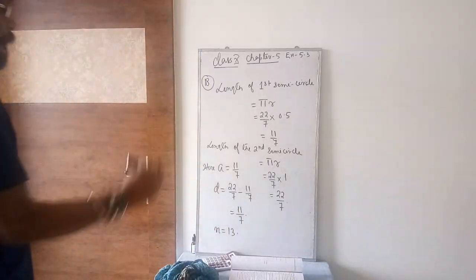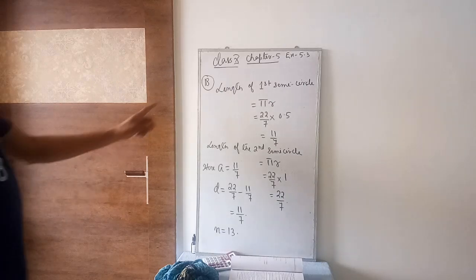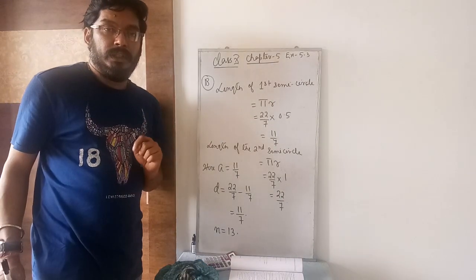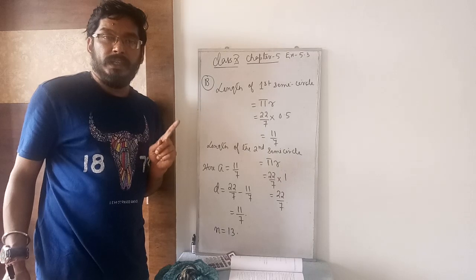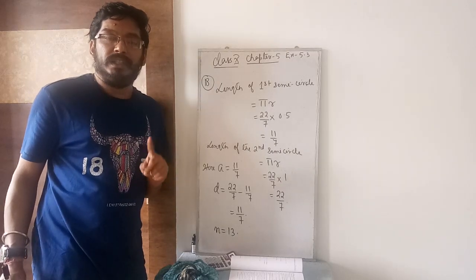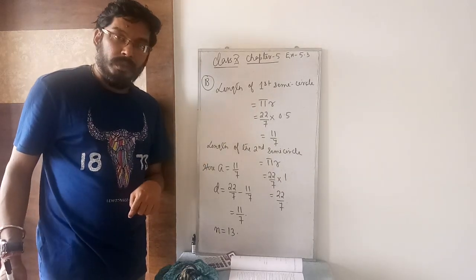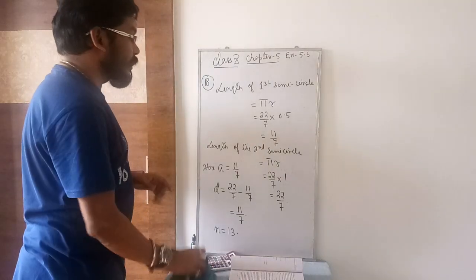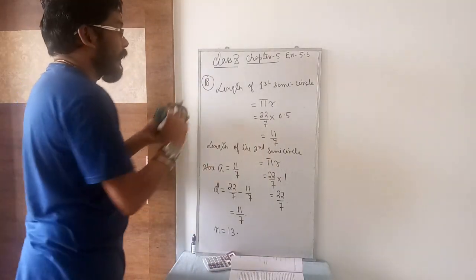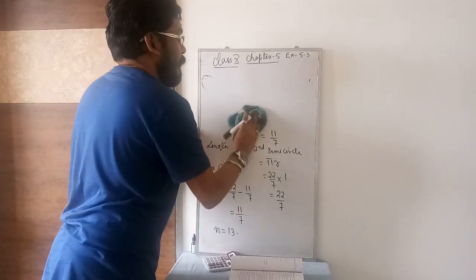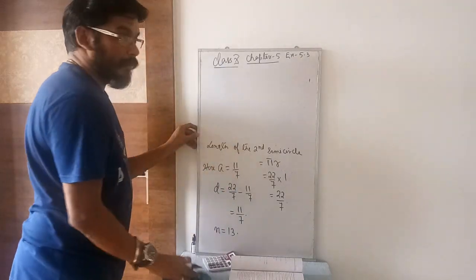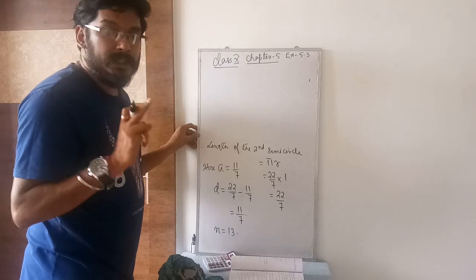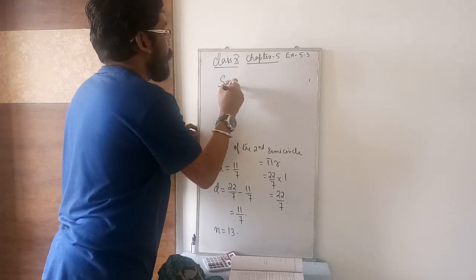I have found the length of the first semicircle by using the formula for semicircle. Complete circle is 2 pi r. Semicircle means half of it, so it is pi r. 2 pi r divided by 2, the 2 will cancel, pi r. So this is all about A, D and N. Now I have to find the sum. Sum of the length of how many semicircles? 13. So let me write the general formula first.